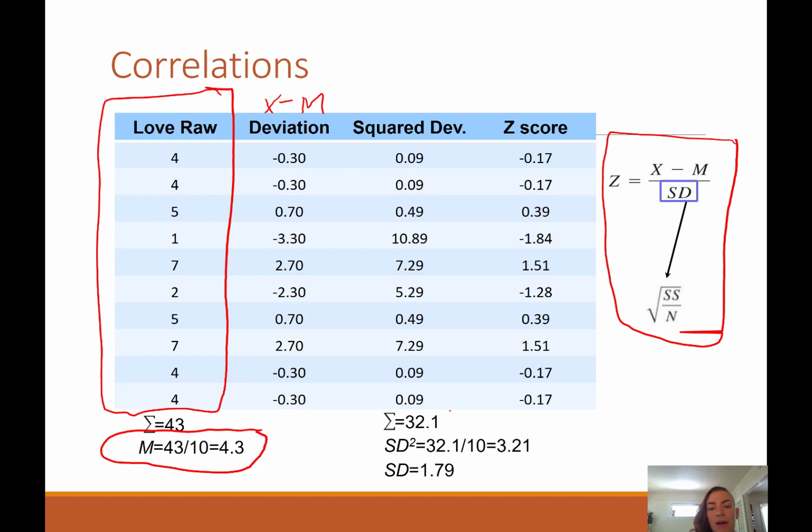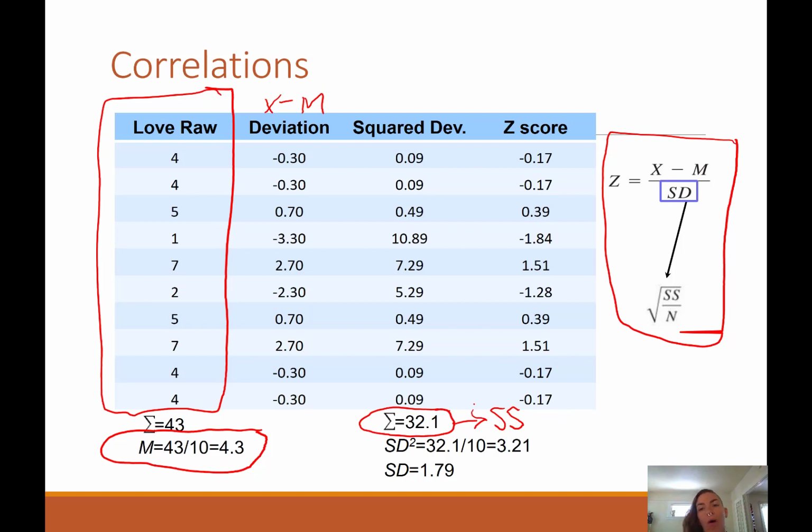So the sum of squared deviations is right here. The sum of the column is 32.1. Remember, this is SS, the sum of squared deviations, also called SS. So the variance of this sample is sum of squares over n, which gives us 3.2. And then we just take the square root of the variance to get standard deviation. So our sample standard deviation is 1.79.